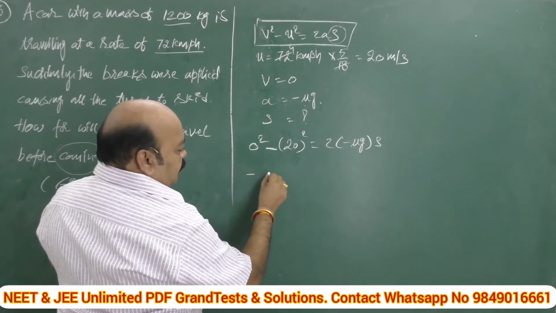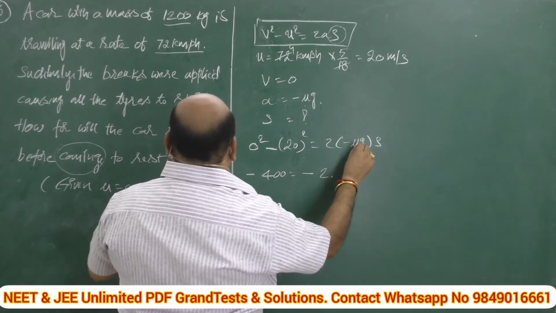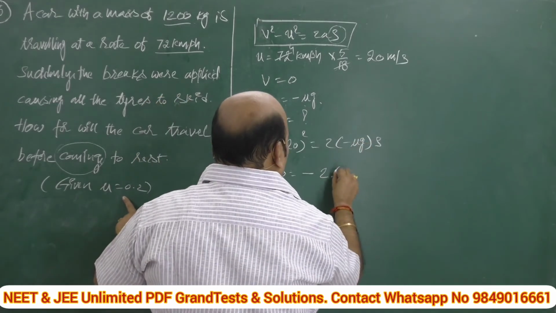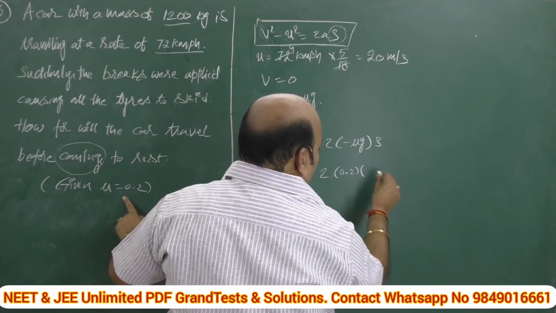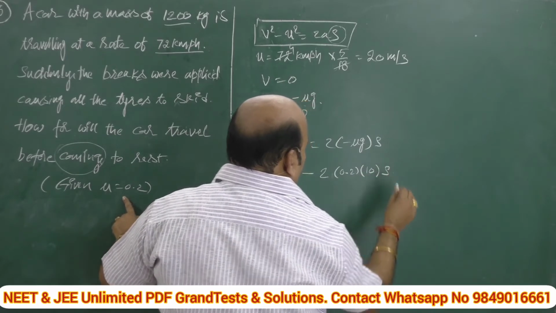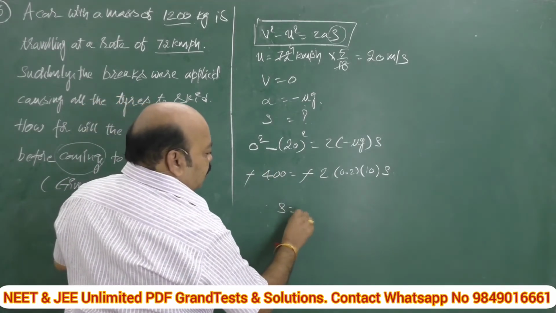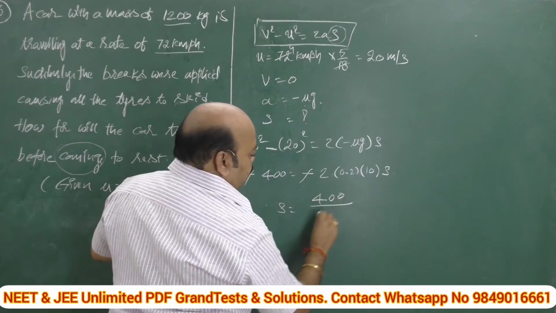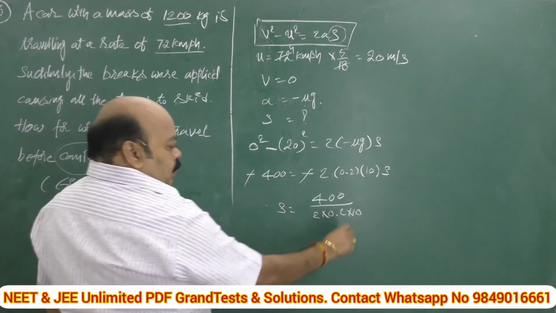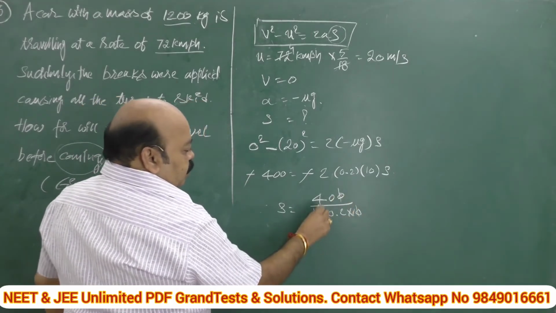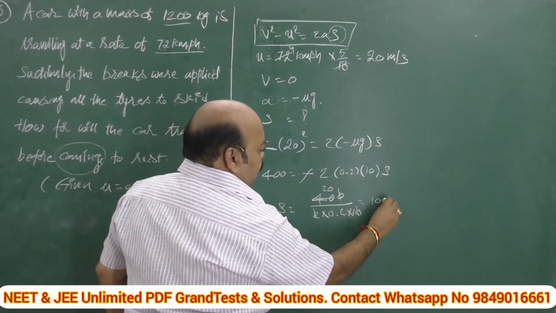Simply speaking, it is nothing but minus 400 is equal to minus 2. What is the coefficient of friction given? 0.2, into s. What is g? You can take this one as 10 and the distance you have to calculate. The negative sign gets cancelled. Last step, therefore, s is equal to 400 divided by 2 into 0.2 into 10. This 10 gets cancelled clearly. 2 into this is 20, so 20 times 20 divided by 0.2 is clearly 100.